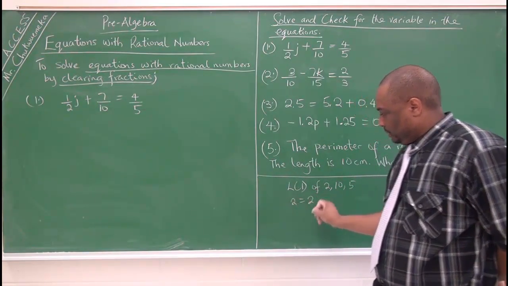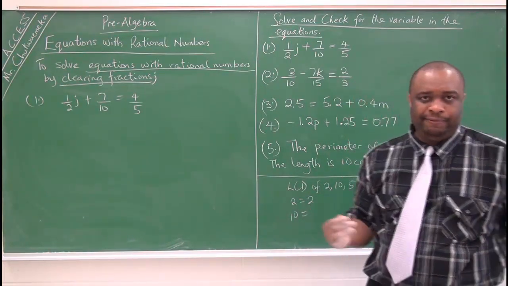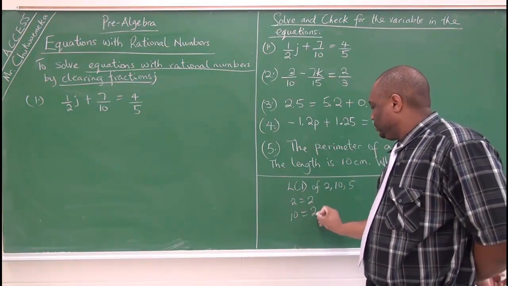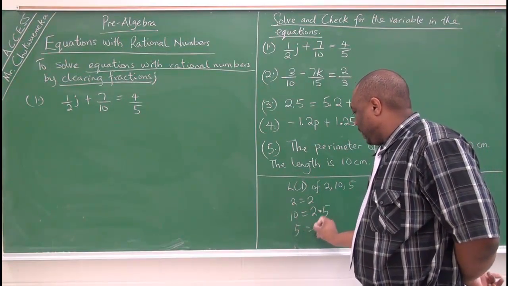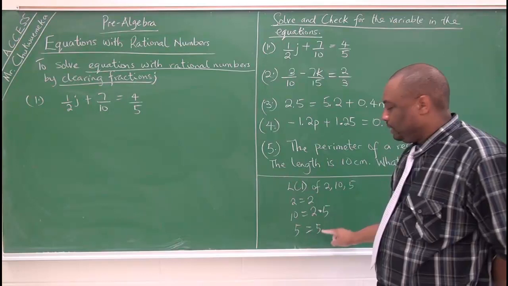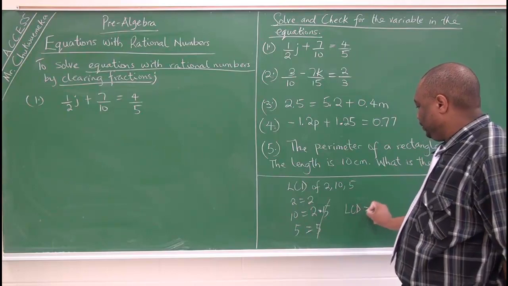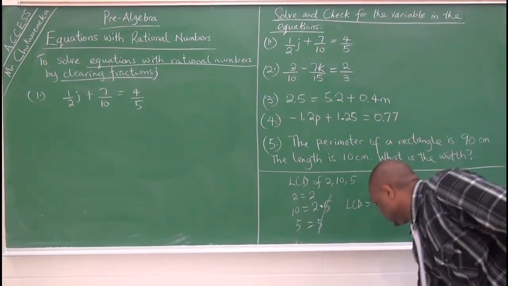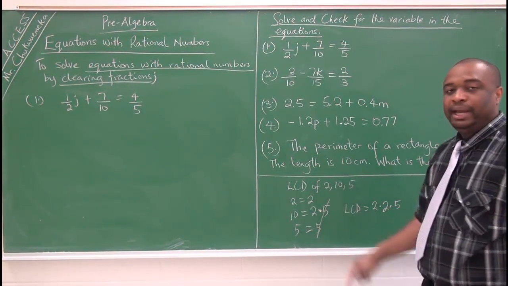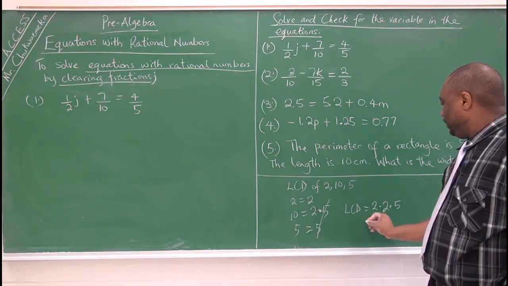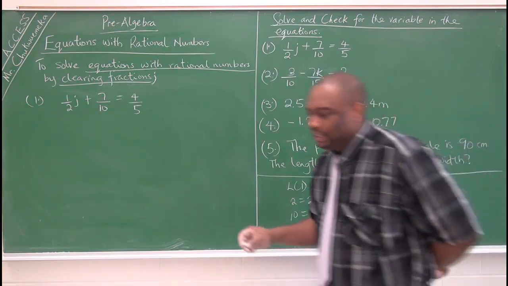2 is a prime number, so it's 2. 10, if we find the prime factorization of 10, it is 2 times 5. And 5 is a prime number. So 5 appeared twice, so we're going to use it one time. So the LCD will be 2 times 2 times 5. Since 5 appeared twice, use it one time. 2 times 2 is 4, 4 times 5 is 20. So the LCD is 20.